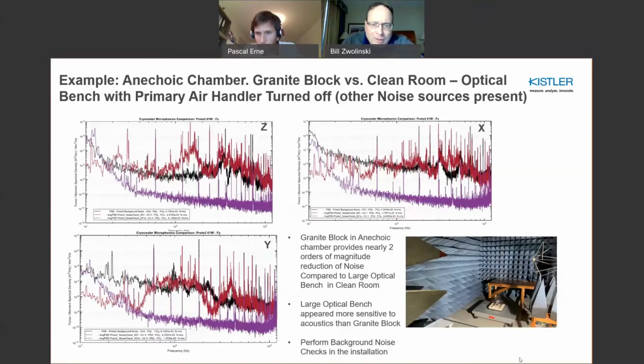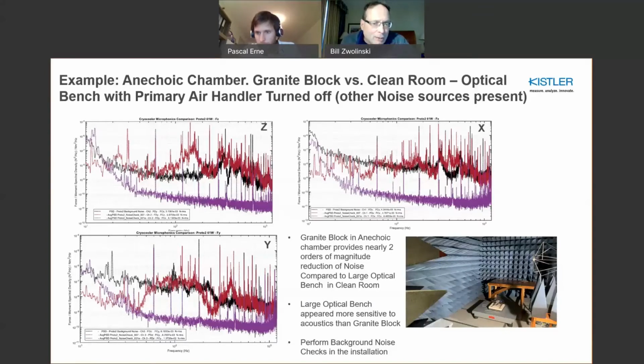At the same time, we used a granite block in an anechoic chamber, and recognized that there was quite a bit of improvement with the granite block. And in fact, we did some other testing, and that seemed to indicate that the optical bench actually appeared to be more sensitive to acoustics than the granite block. So the takeaway is that the granite block might be the more general purpose tool to use as a platform. Certainly, an anechoic chamber is also quite a benefit if you have that. But fundamentally, doing a background noise check is very critical.